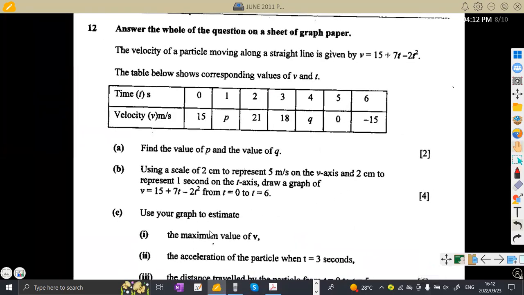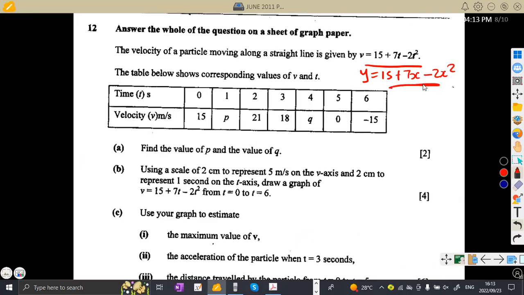We are now given a velocity time graph. This is a velocity time graph. Why? Because we are given that the velocity of a particle moving along a straight line is given by this, an expression for velocity. So the table now below shows the corresponding values of V and T. So these are the values, as you can see, just like a quadratic graph, it was supposed to be y is equal to 15 plus 7x minus 2x squared.